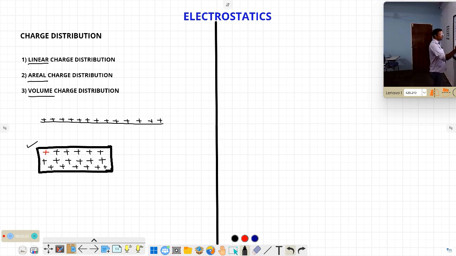And third, some bodies may have volume. For example, if you take a solid sphere, the atoms will be throughout the body, so the charges will be accumulated across the total volume of the body. This type of distribution is called volume distribution.